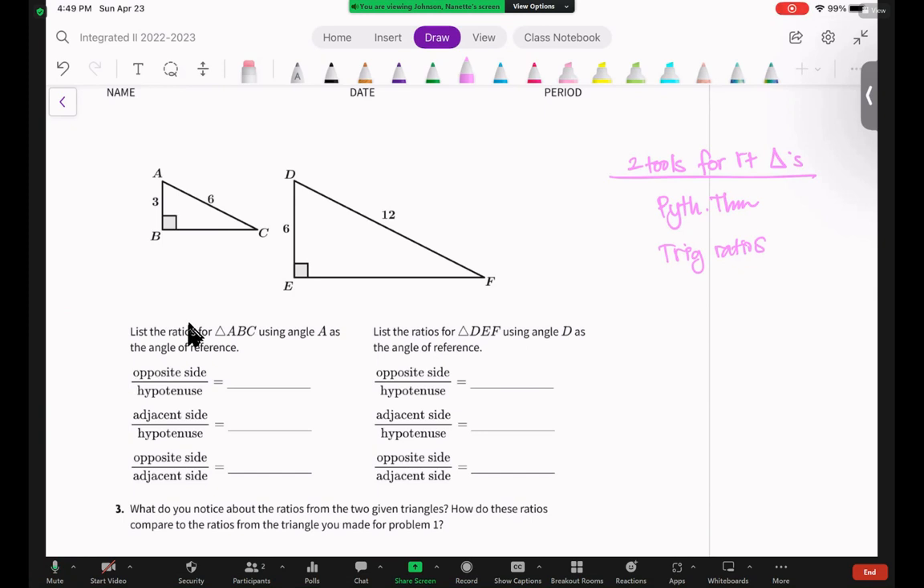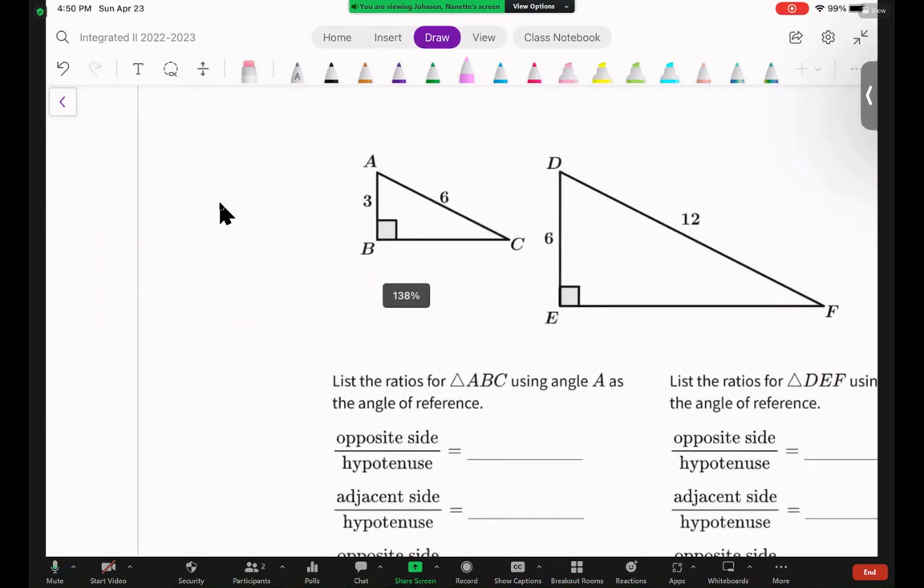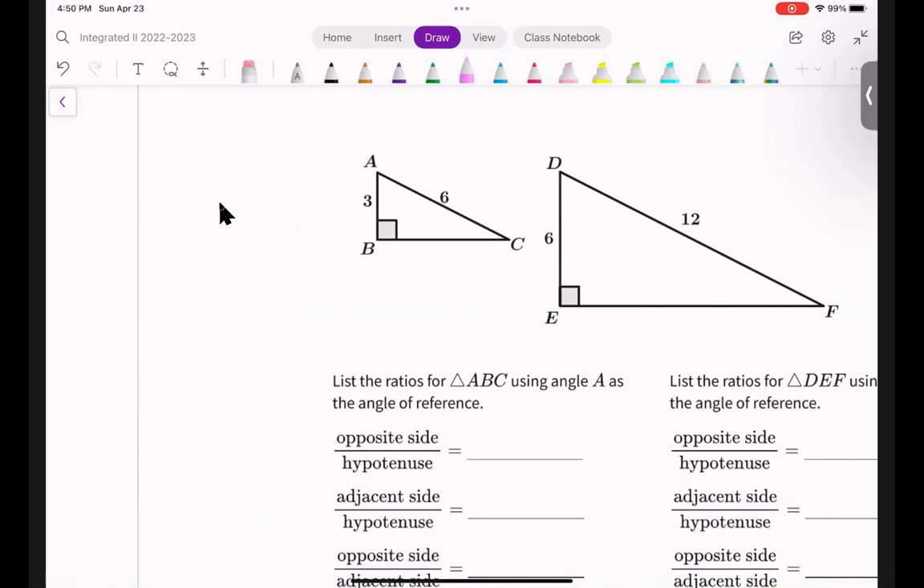Okay. So list the ratios of triangle ABC using angle A as a reference. So the very first thing they wanted us to do was to find this. So whenever we're missing something, we're going to go to these two. So the Pythagorean theorem, just as a reminder, is leg squared plus leg squared equals hypotenuse squared. So you're going to do that. And then you're going to come back to me just as a practice.